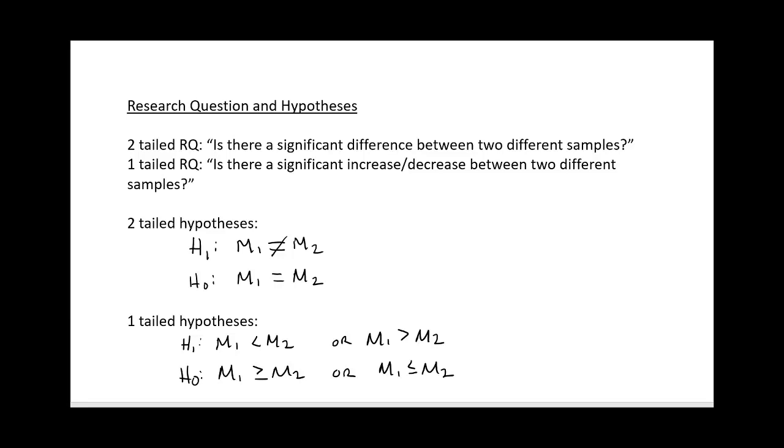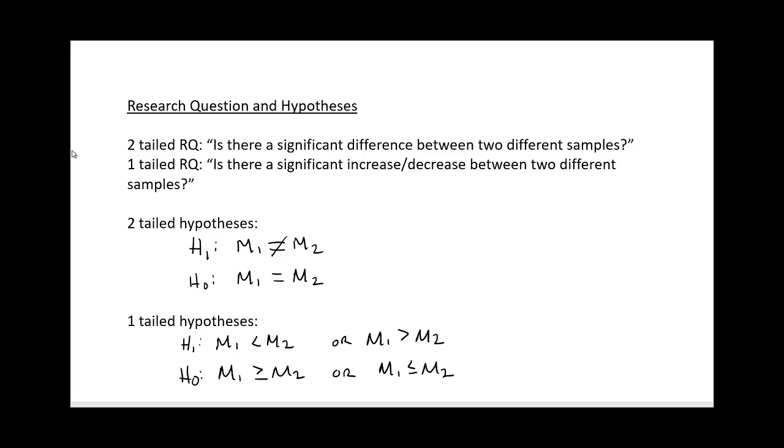The two-tailed hypotheses that go along with the two-tailed research question are as follows. The alternative hypothesis is the mean of group 1 is not equal to the mean of group 2, meaning that there is a significant difference. The two-tailed null hypothesis is the mean of group 1 is equal to the mean of group 2. For the example that we plugged into the research questions, for the alternative hypothesis, we could say that the mean of females' height will not be the same as the mean of males' height.